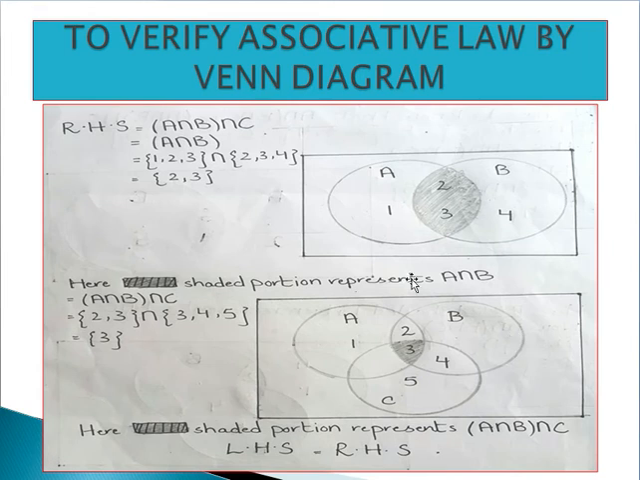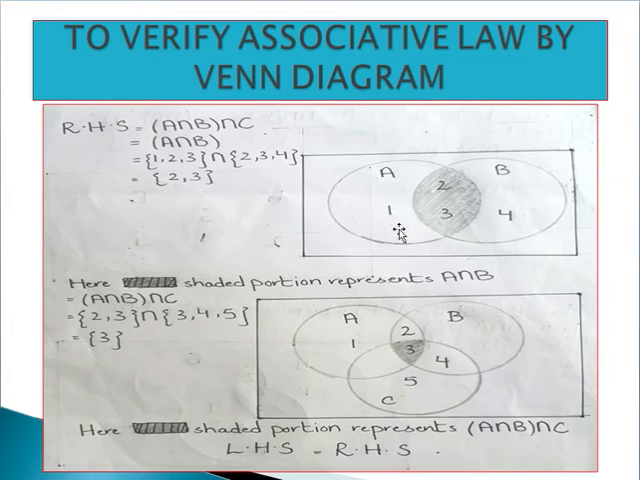Now come to right hand side, that is (A intersection B) intersection C. A intersection B, we will solve the bracket side first. A has elements 1, 2 and 3 and B has elements 2, 3 and 4. Now we will take intersection, the elements which are the same, and same elements are 2 and 3. Same we will do in Venn diagram.